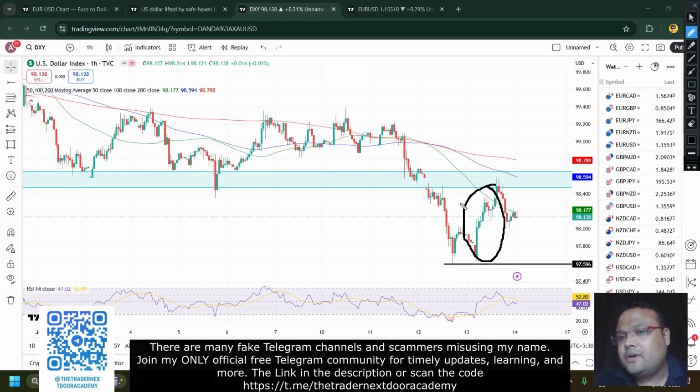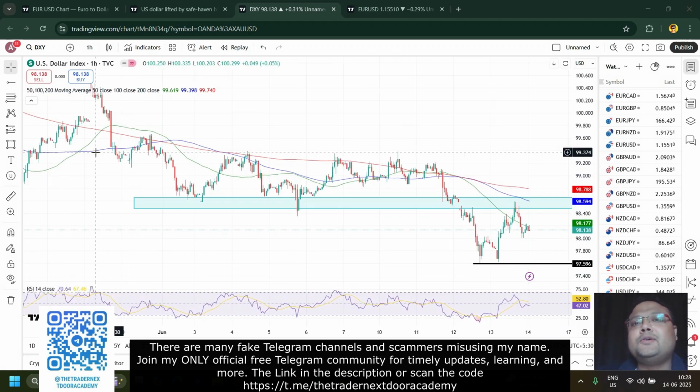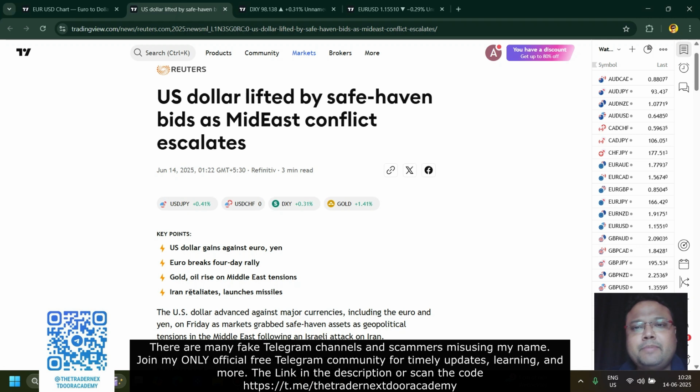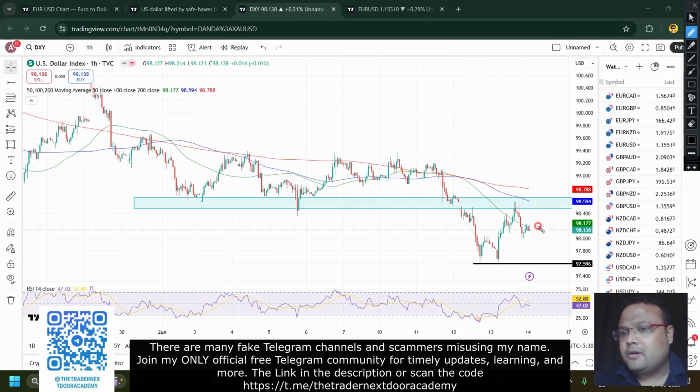But though it tried to recover, the previous support became the resistance and the dollar had to surrender, and it closed around the 98.10, 98.15 area. So the pressure on the dollar is still very much there. We can clearly see it on the chart. If we look at the market sentiment, you can see the US dollar lifted by safe haven bets as the Middle East conflict escalates. If things escalate during the weekend, then we may see some upside or recovery on the chart of DXY. But as of now, while recording the video, we can clearly see that the pressure on DXY is still very much present.